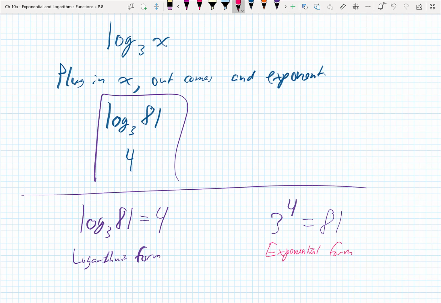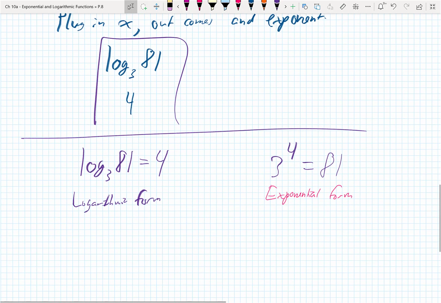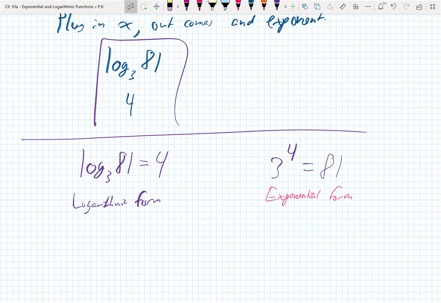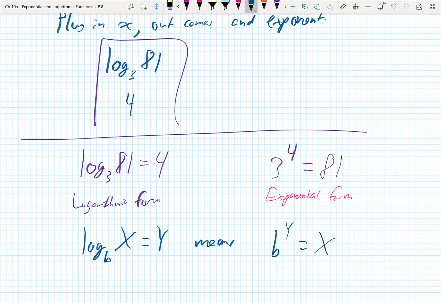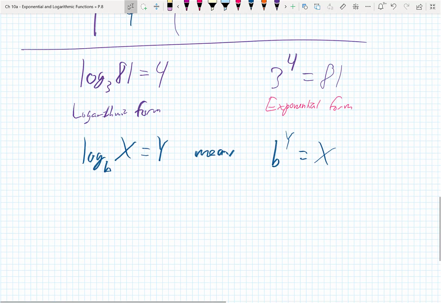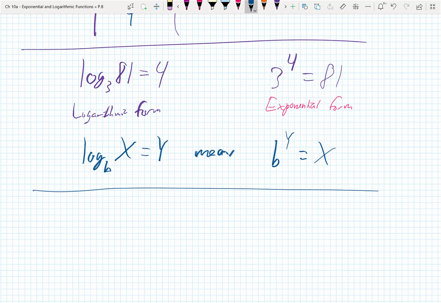You will be interconverting between the two of these forms quite frequently, especially in the early parts of this chapter, and then even next chapter, you will convert between the two of them. The log base b of x equals y means b to the y power is equal to x. So sometimes a log can be really, really simple about what it means.